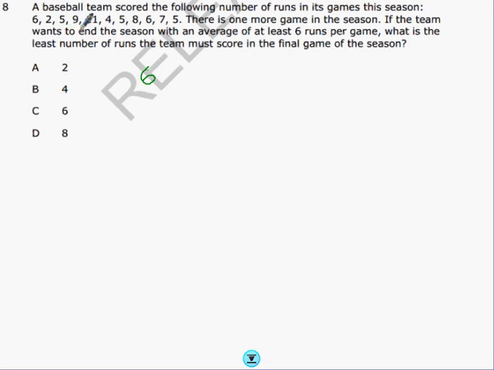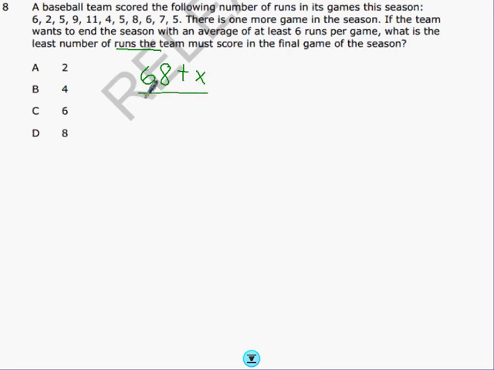8, 22, 33, 42, 56, 68. Yeah, 68. They've got 68, but they've got one more game. So to this 68, we have to add the number of runs they get in the last game. Now, that's what they're asking us about. What is the least number of runs they must get in the final game? So it's 68 plus the final game.